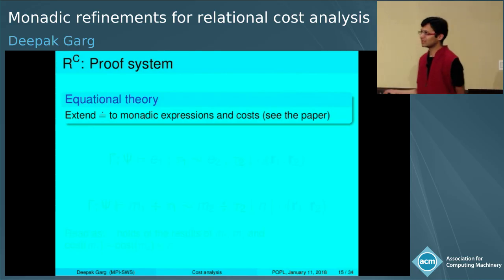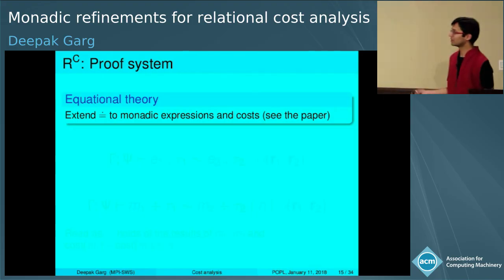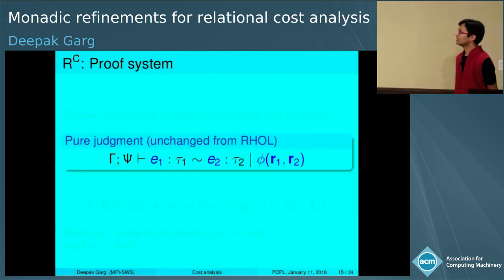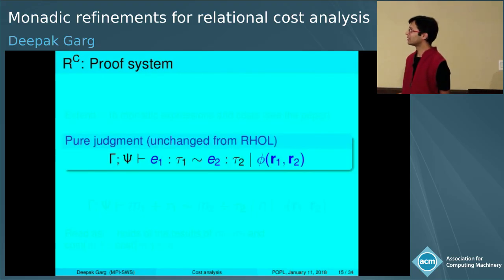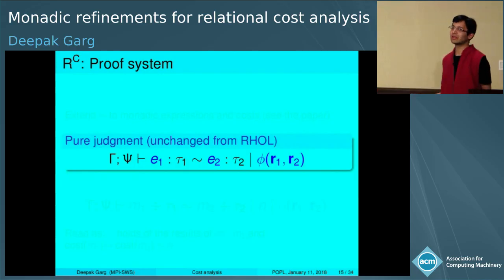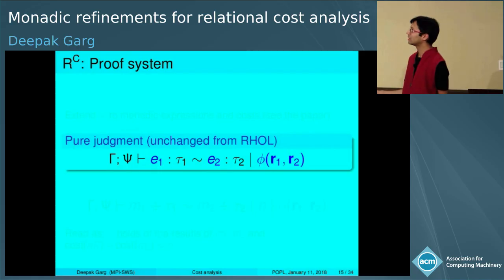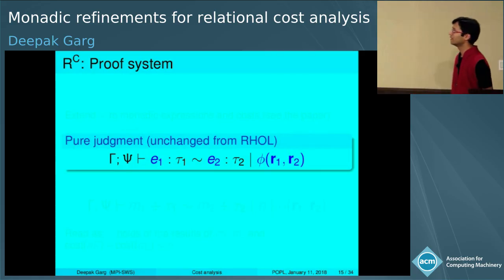The second thing is the judgments in RC with which we actually reason for verification. The first judgment is the pure judgment. This relates pure expressions E1 and E2 at a post condition phi. This judgment is unchanged from what I showed you earlier, RHOL. This is the beauty of using a monad. Essentially, the effects are completely confined. So you can reuse basically the old judgment for the pure part. You can also reuse the rules for the old part as they are. The rules for application and lambda expressions that I showed you earlier will carry over here as they are.